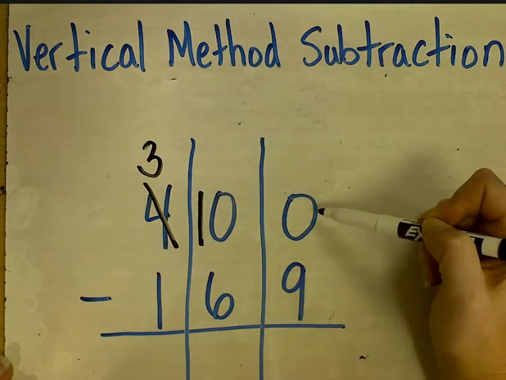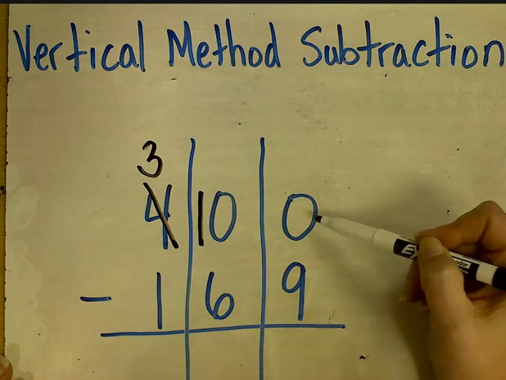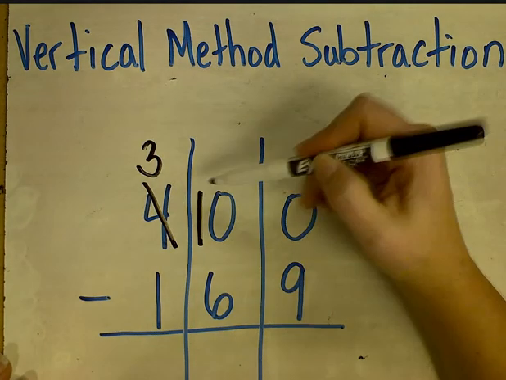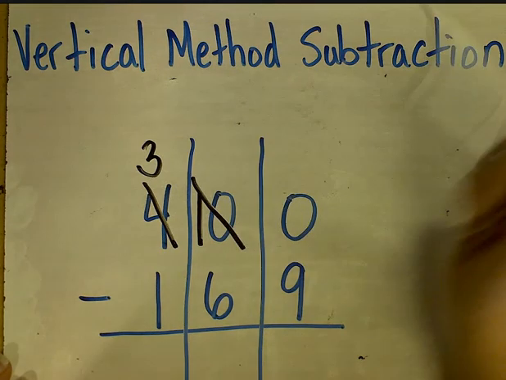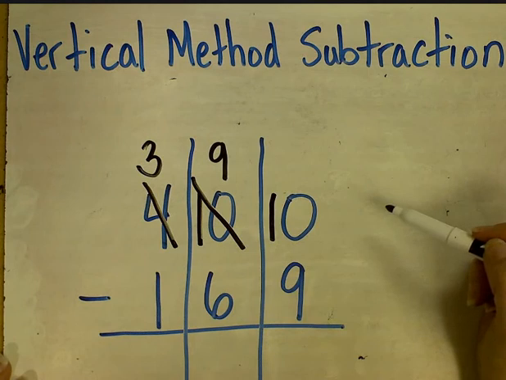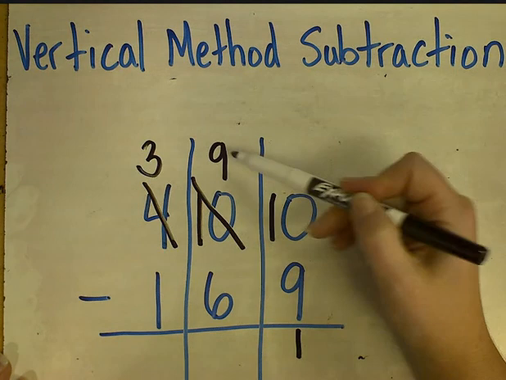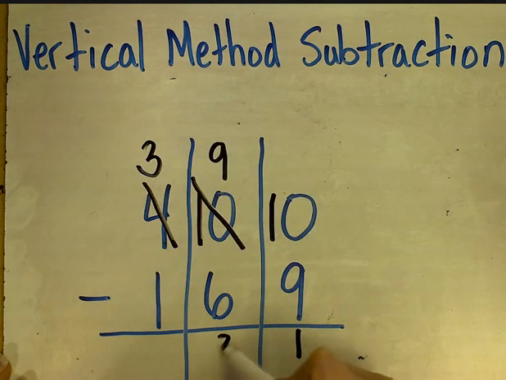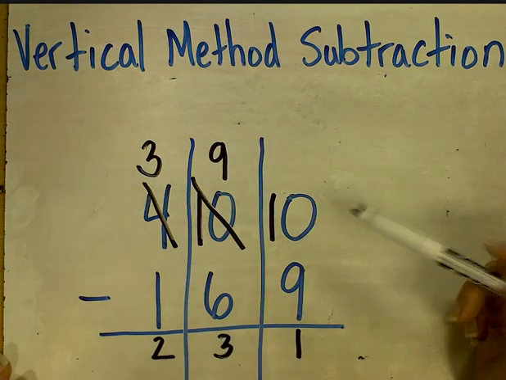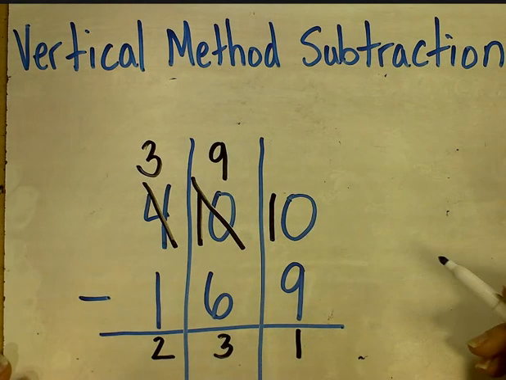So I'm looking at my 0 again, and I still can't do 0 take away 9. So I go back to my tens. Now I have 10 here I can borrow from. So I'm going to cross off my 10 groups of 10 and make that now a 9 and add that group of 10 over here to the ones. So I'm left with 10 take away 9, which equals 1. I have 9 take away 6, which equals 3. And I have 3 take away 1, which equals 2. So my answer is 231. Those are some examples of using the vertical method when doing subtraction.